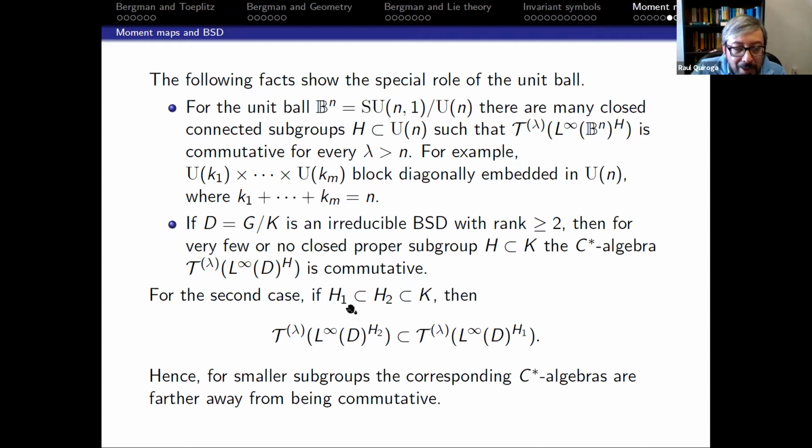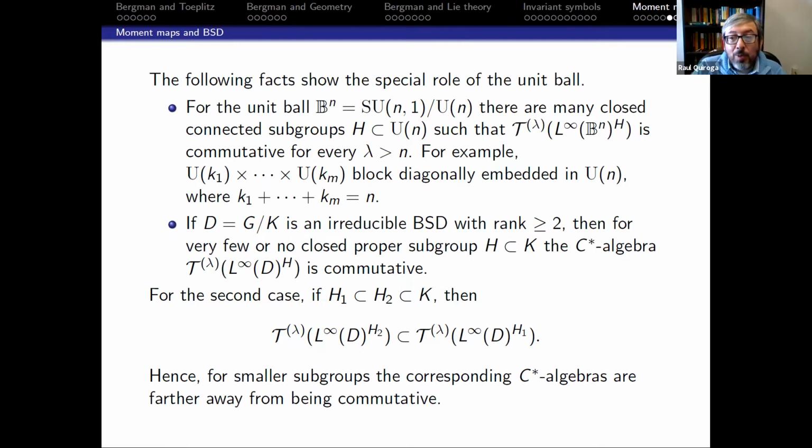If you take smaller groups, the invariant condition is weaker and you get larger C-star algebras. The smaller you consider the subgroups, this is kind of a special feature of the unit ball. It's not so easy to get the same behavior for other bounded symmetric domains. So the smaller the group, the farther away the C-star algebras are from being commutative.